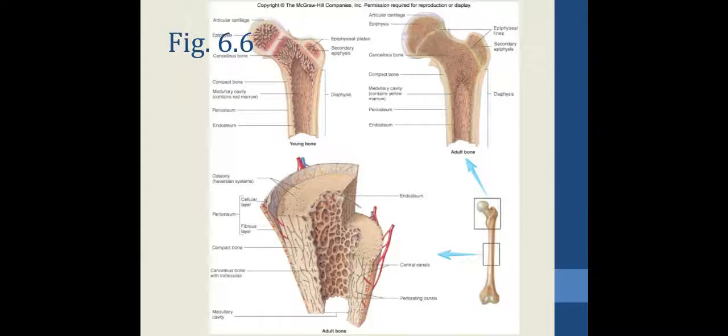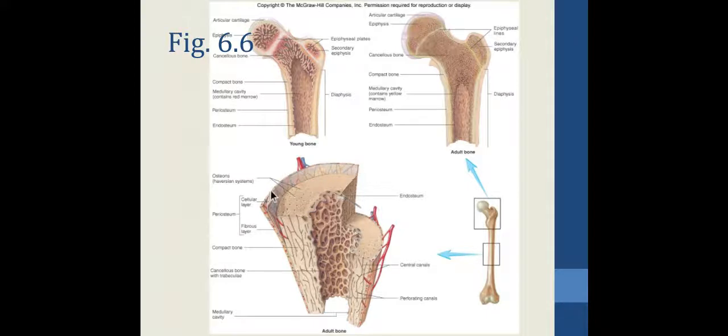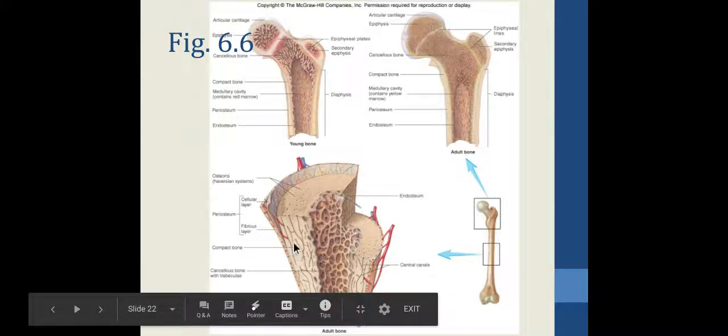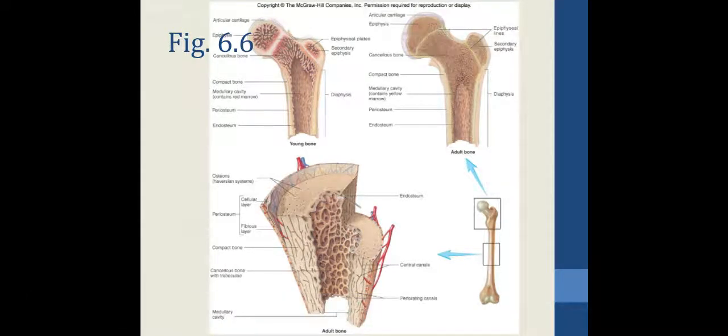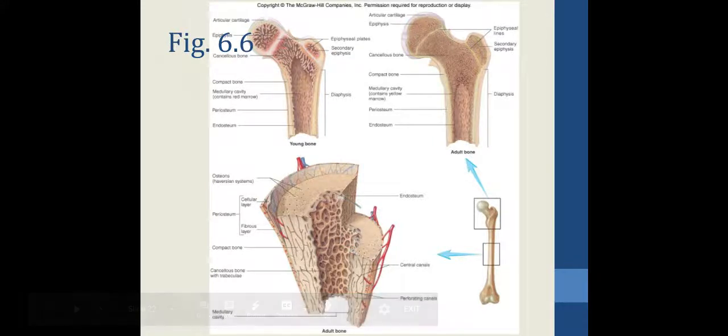If we were to take this middle shaft area and look at it, you would see, of course, this periosteum layer where we've got our blood vessels, our nerves, all of that. You've got your compact bone with very little space within the matrix. You've got this cancellous bone with that trabeculae providing that flexible strength. And then, of course, this inner part is where you would find that medullary cavity, where you could have bone marrow.